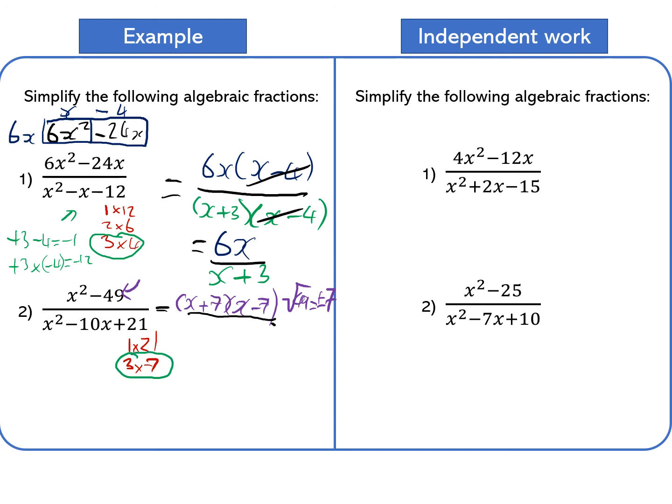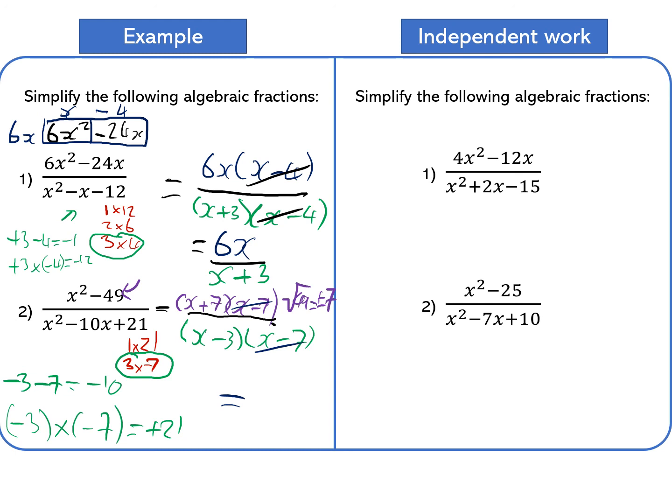However, I need to check. So minus 3 take away 7 would be minus 10. Minus 3 times minus 7 would be plus 21. So yes, that does indeed work. So we're going to get our x minus 3, our x minus 7, and again these can be cancelled out, leaving me with our x plus 7 divided by x minus 3.